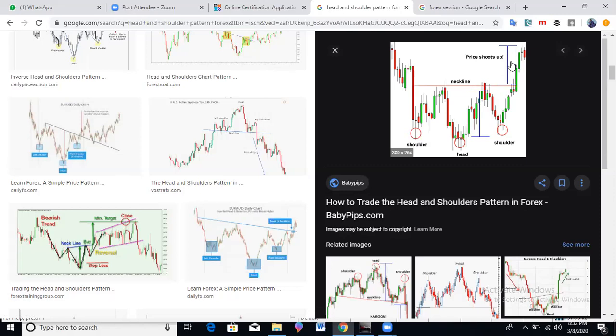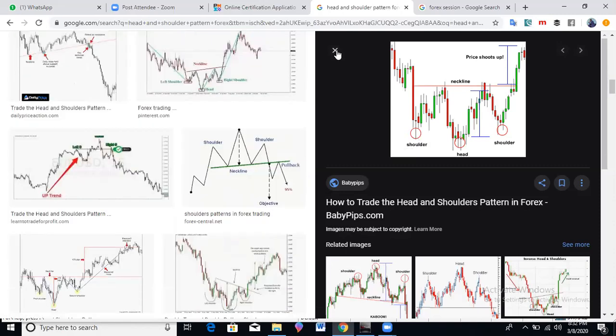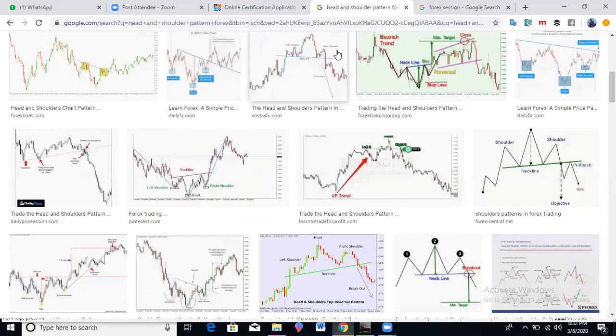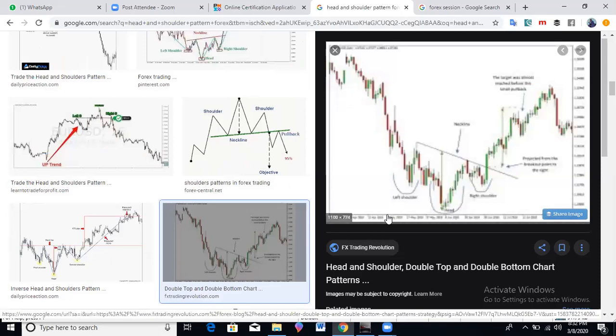I will wait till I cash 150 pips from this trade. That is how people lose money. It's called ego. So once the trade gives you the money you are looking for, run away with your money. So shoulder, head, shoulder, neckline breaking, and then boom, go. So that's for head and shoulder.